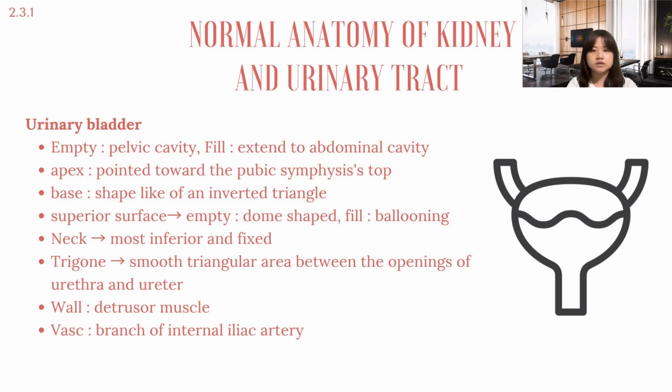The neck is the most fixed and inferior part of the bladder. The trigone is the smooth triangular area between the openings of the urethra and the ureters. The blood supply of the bladder is mainly from branches of the internal iliac artery.